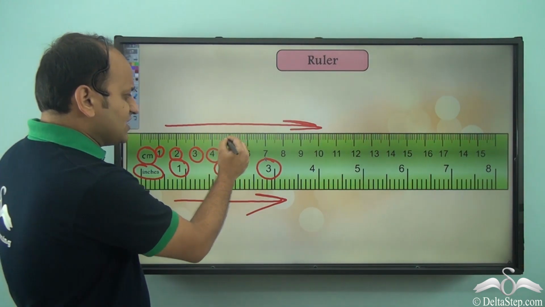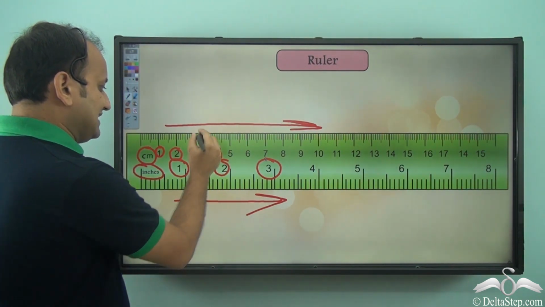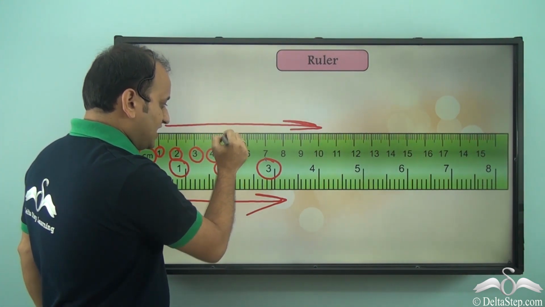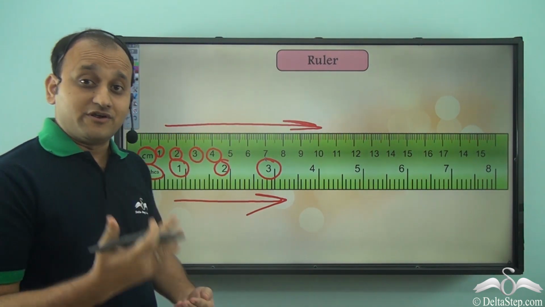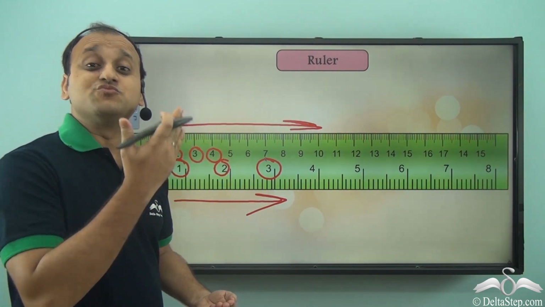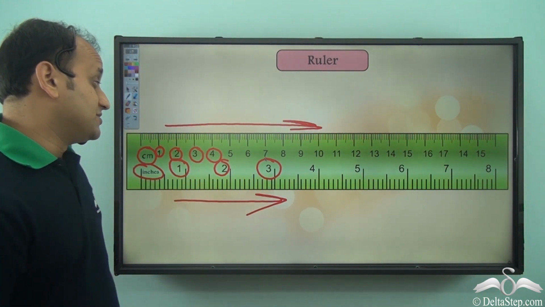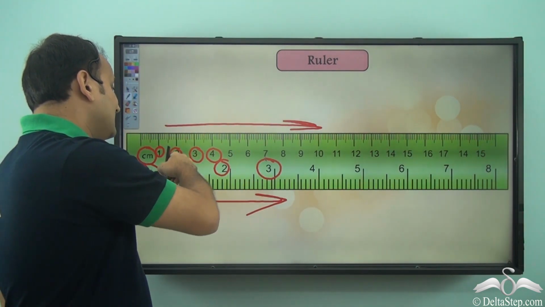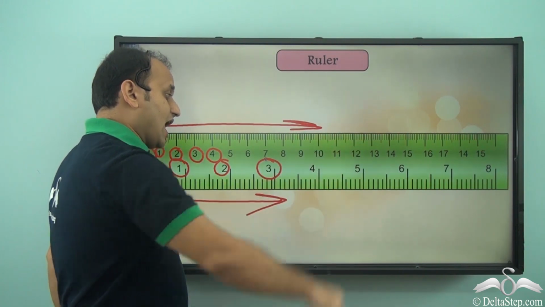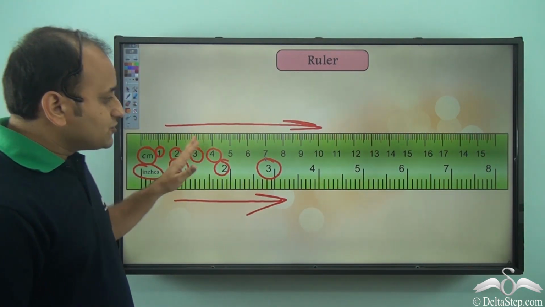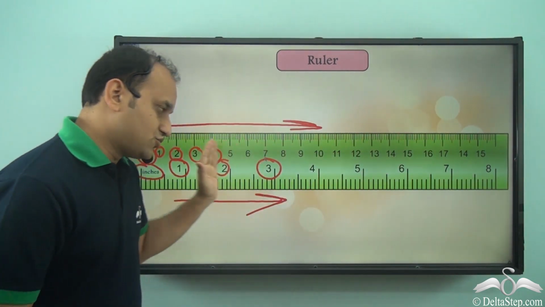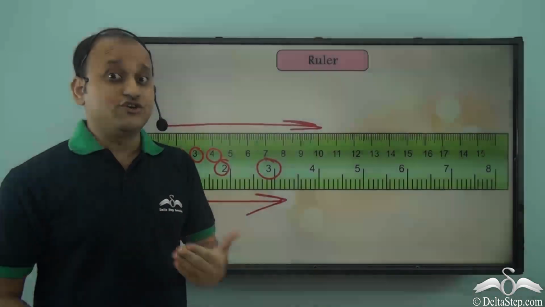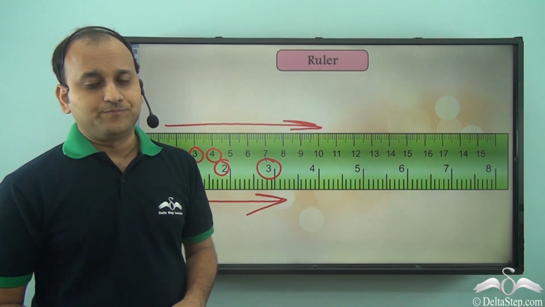Now, what are these smaller units here? Well, these are centimeters and we have 10 divisions in between, which represent the next smaller unit, that is millimeter. So, these smaller divisions are millimeters while these larger divisions are centimeters. So, this is how a ruler looks like, and these are the different divisions which you will usually see on a ruler.